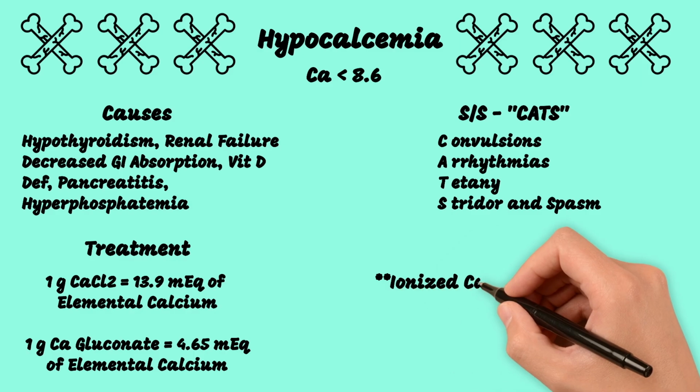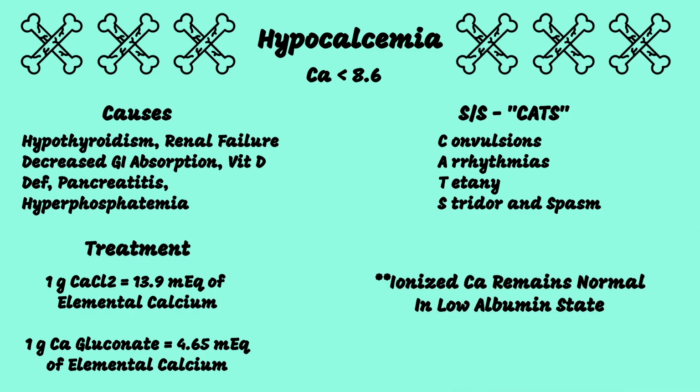As a side note, ionized calcium remains normal in low albumin states, and you may see this for your patients with ascites or liver failure. Renal docs may go off of ionized calcium instead of just a calcium level in general when figuring out if the patient needs replacement or not.